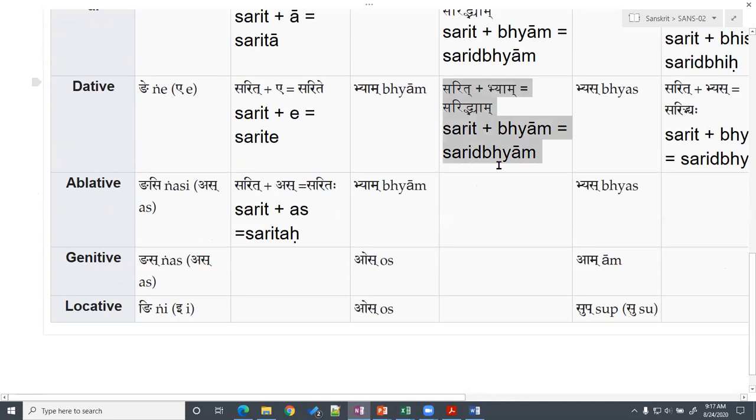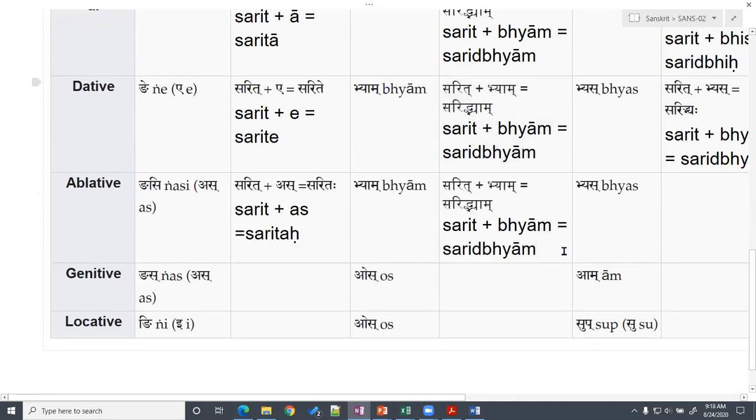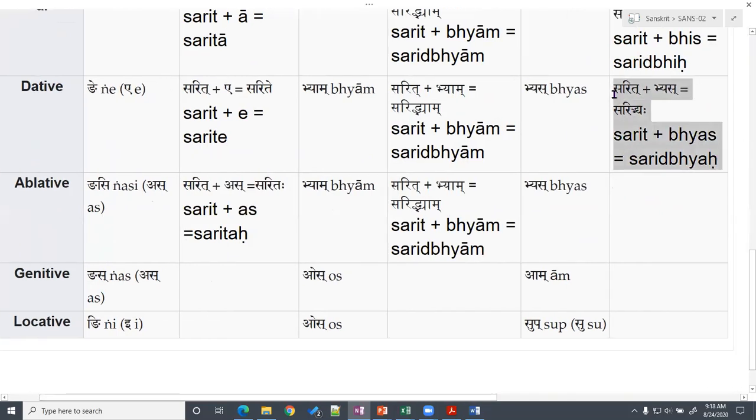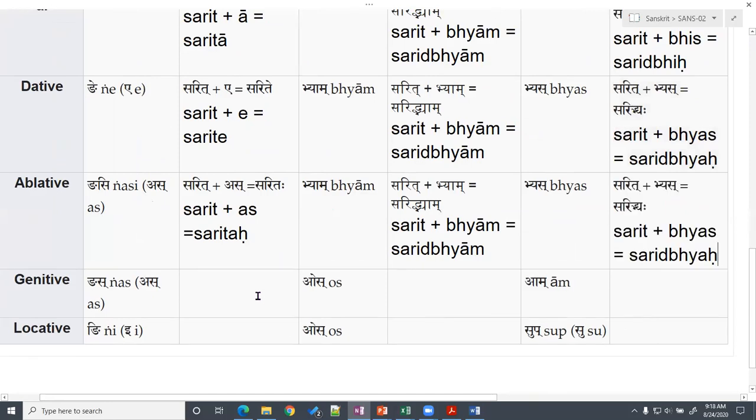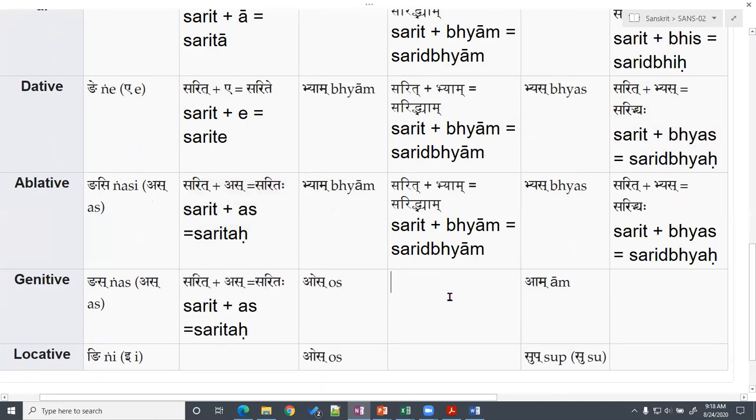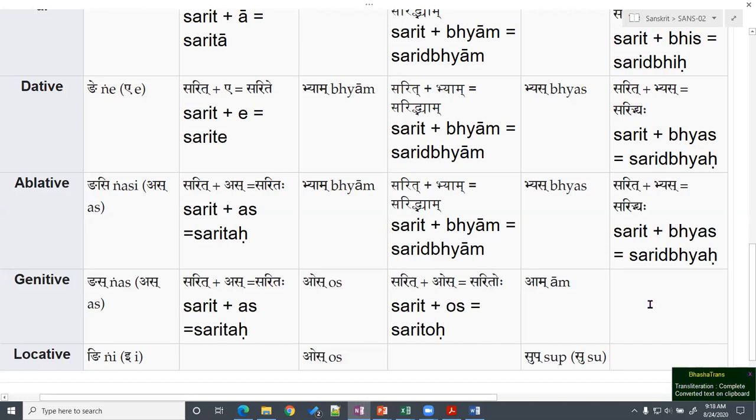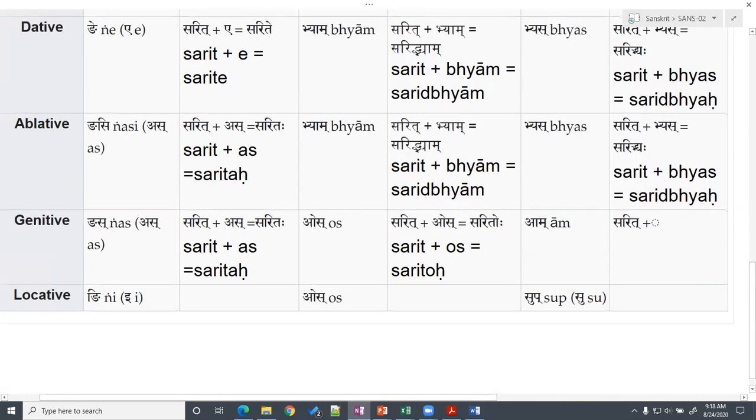Bhyam is the same as Avab. And Bhyas also is the same one as Avab. Nas, this is the same form, us. So no change here. Os, so here Sarit plus Os becomes Saritoho. Sakara will change into visarga. And here, Sarit plus Am, you just add them up, Saritam.